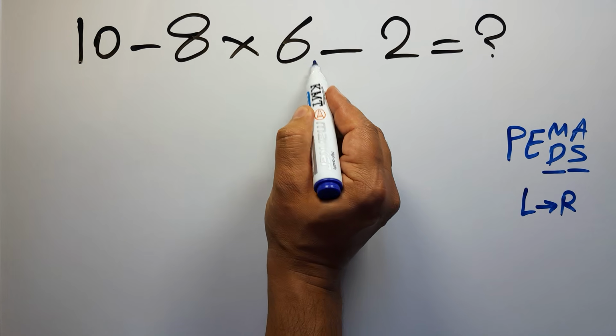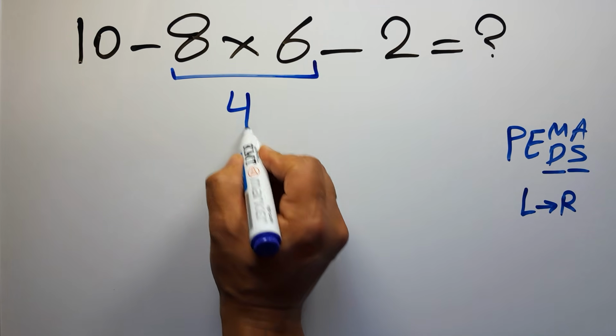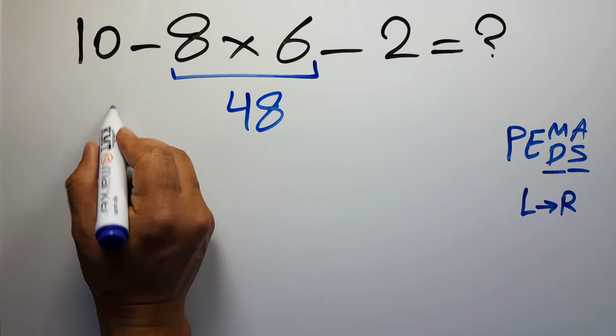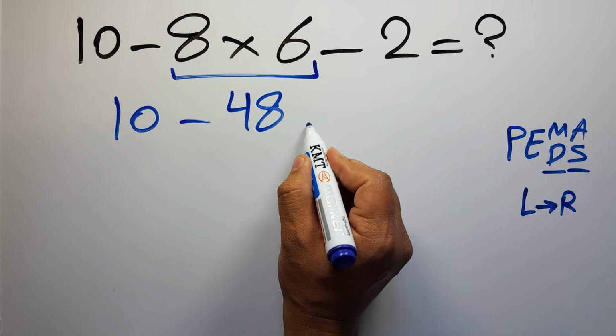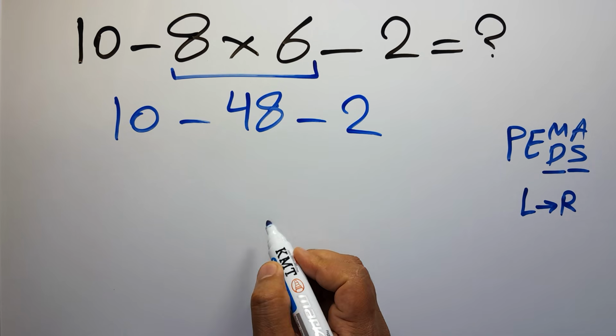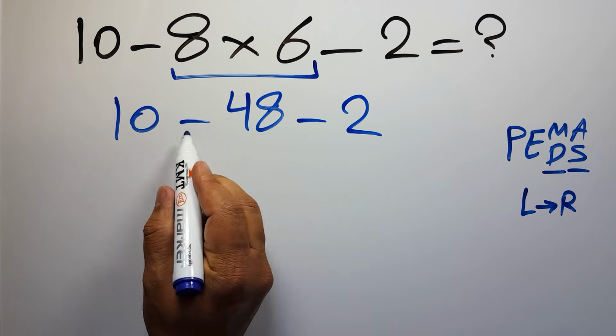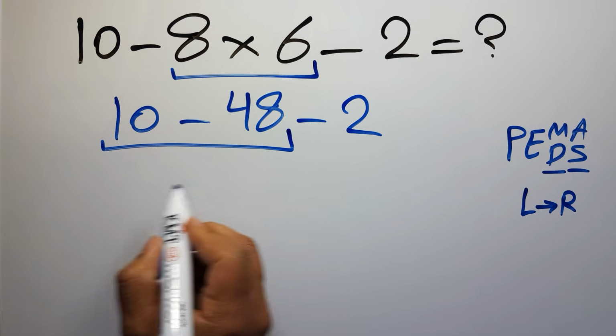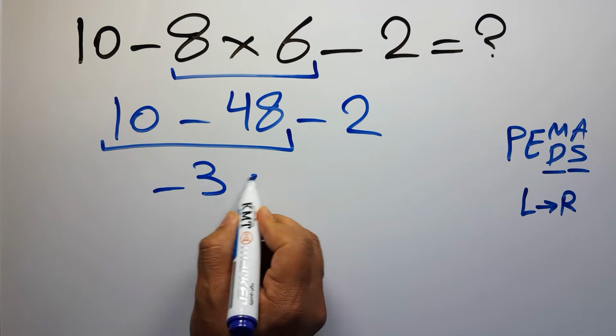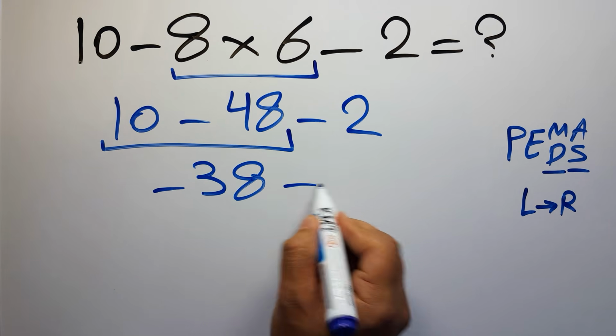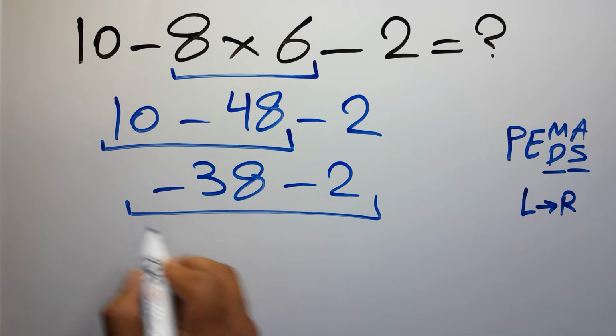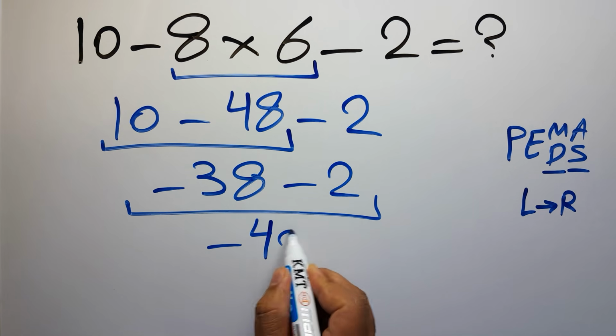8 times 6 gives us 48. So we have 10 minus 48 minus 2. Now we have to do this subtraction. 10 minus 48 gives us negative 38. Then minus 2, which equals negative 40.